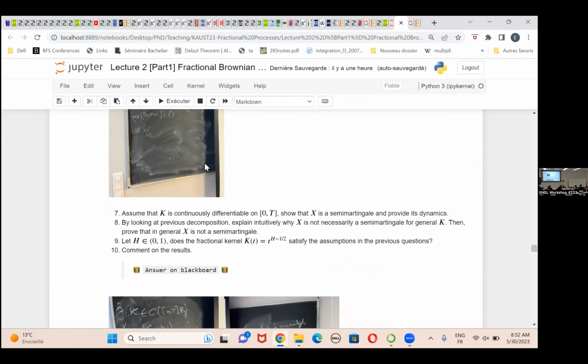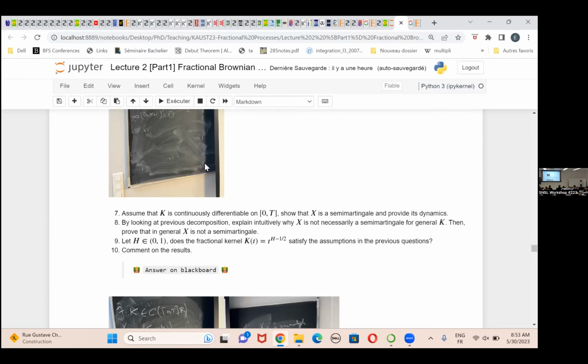And so, of course, here we see that depending on the kernel, the process is Markovian or not. Now let's assume some smoothness assumption on the kernel. So let's try to argue that if K is smooth, then the process is a semi-martingale. And usually we like semi-martingales because, for instance, we can apply the Ito formula to them. So this could be a convenient property to have.